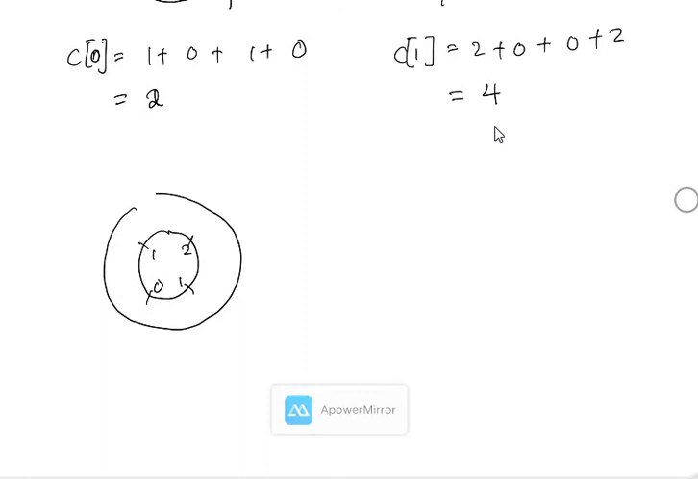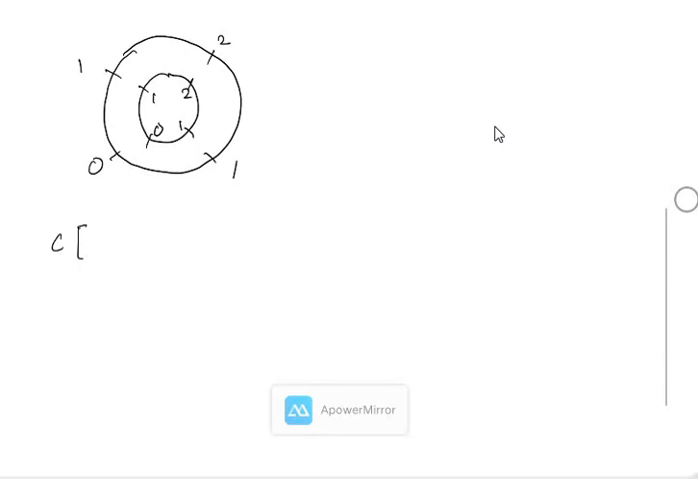Okay, and then next, the inner circle remains no change, so it's 1, 2, 1, 0, and the outer circle rotates clockwise. Just now I started with 1, 2, 1, 0. So this is C2. 1 times 1 you get 1, 1 times 0 you get 0, 1 times 1 you get 1, 2 times 2 you get 4. So you get 6.